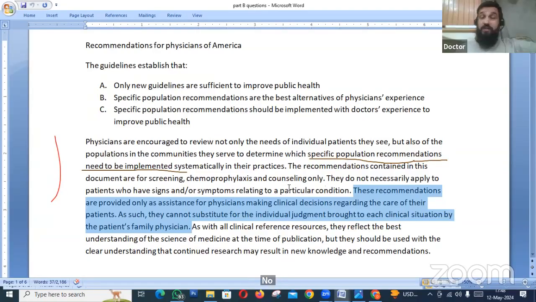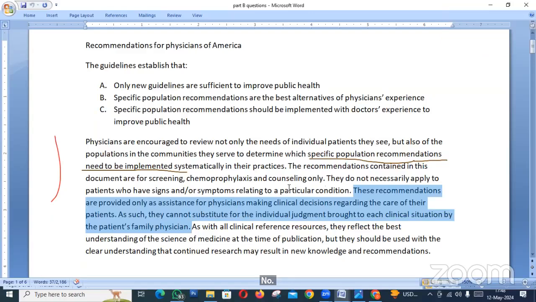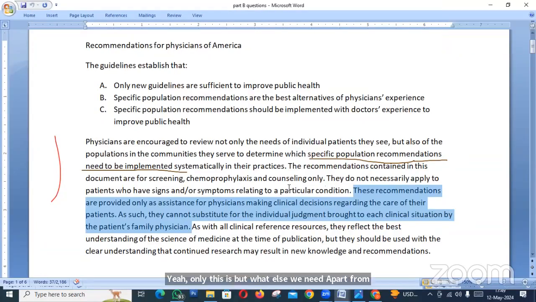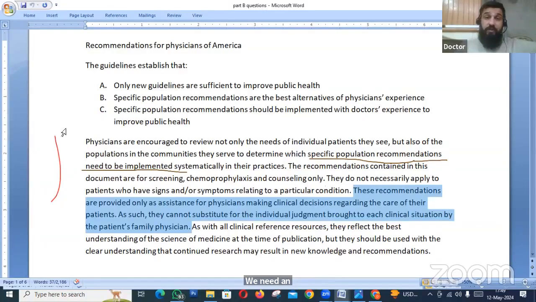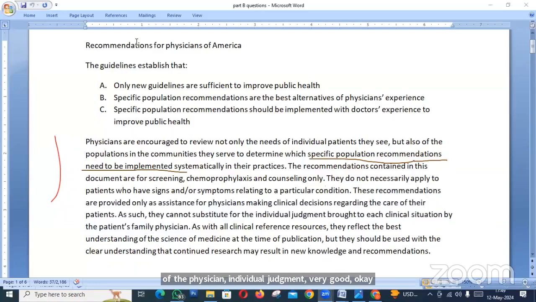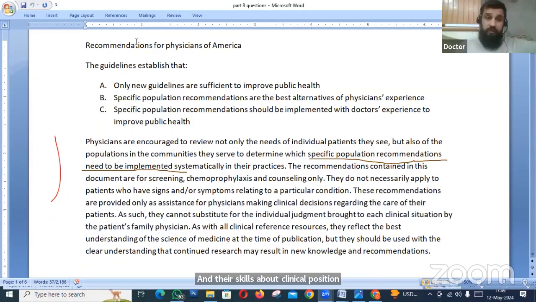So why no? What else we need apart from only as a guide? Written only as assistance for physicians. Yeah, only assistance. But what else we need apart from guidelines? We need experienced physicians, the physician's individual judgment. Very good. Okay, and their skills about clinical decisions.